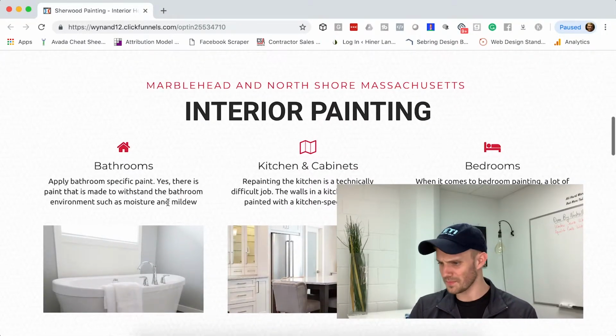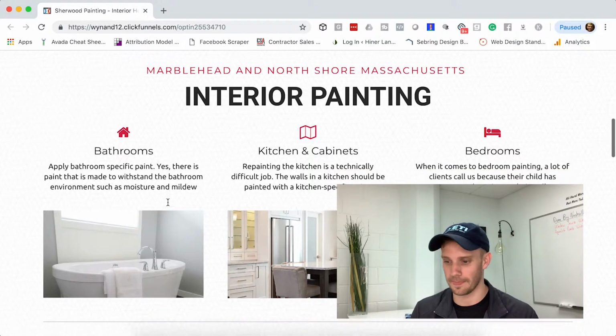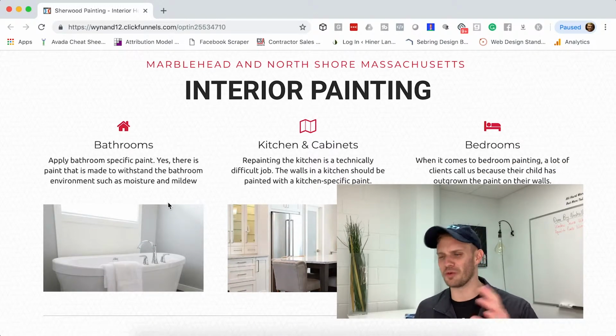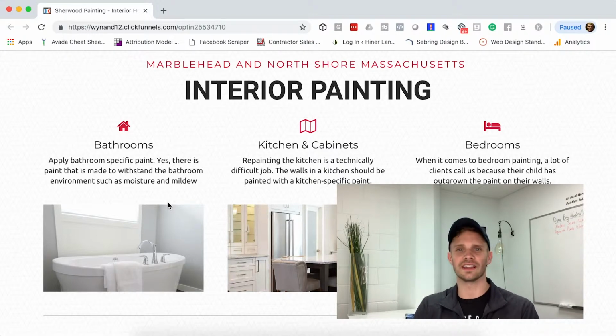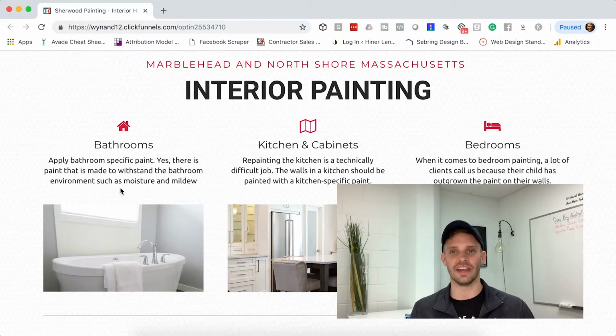Coming down more, talk a bit about the specific rooms. The more specific and granular you can get to tell people, hey, we can fix your exact problem, the better off you're going to be. All right, so we just add a little bit in there. We're good with bathrooms, kitchens and cabinets, bedrooms. You don't need to list out every single room in the house. Pretty much if you hit some of the main ones that people want you to paint, they'll assume that if you can paint a bathroom, a kitchen, and a bedroom, you should be able to paint a wall, okay?